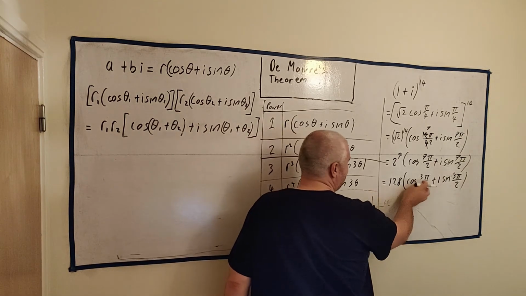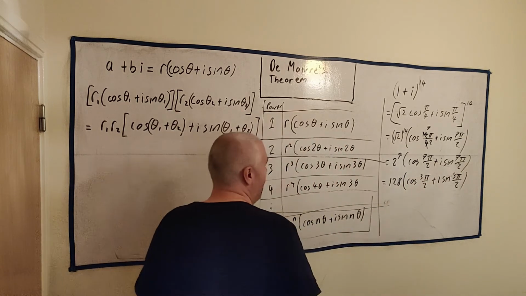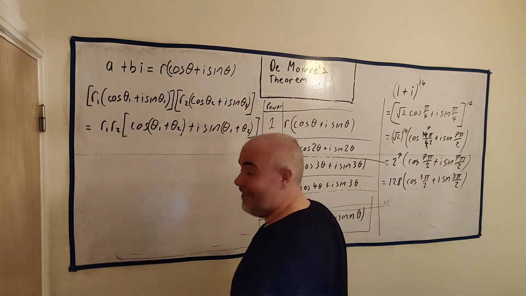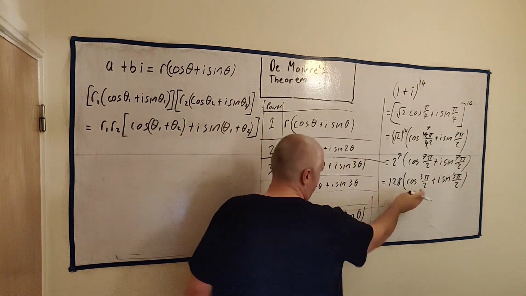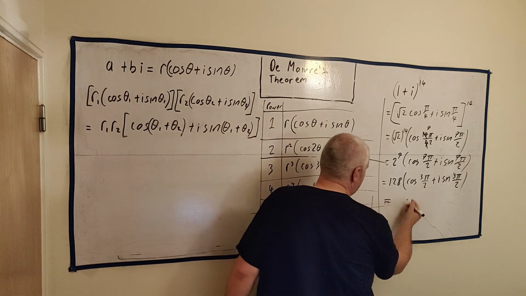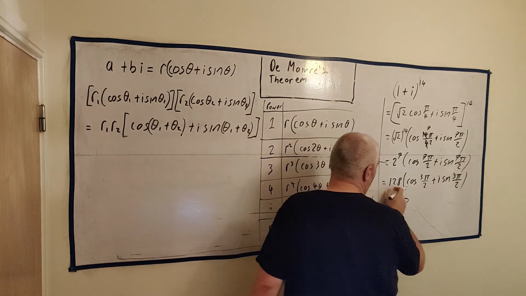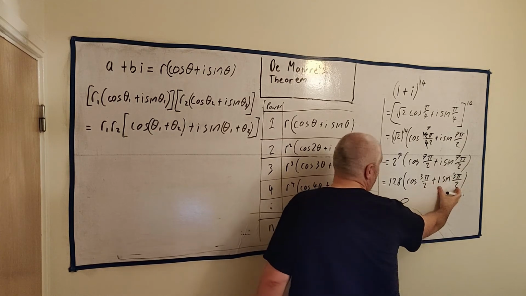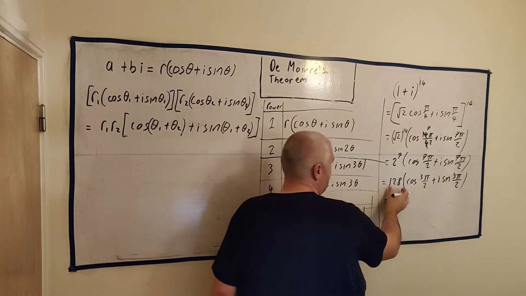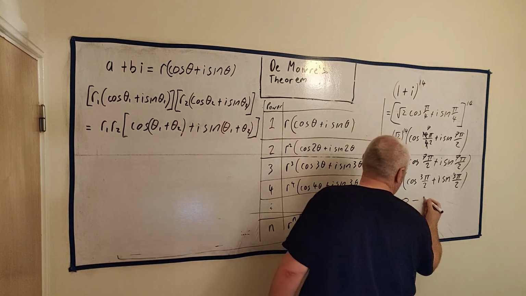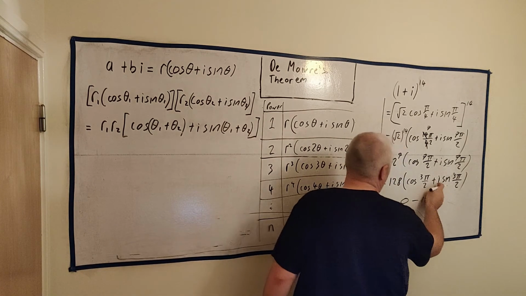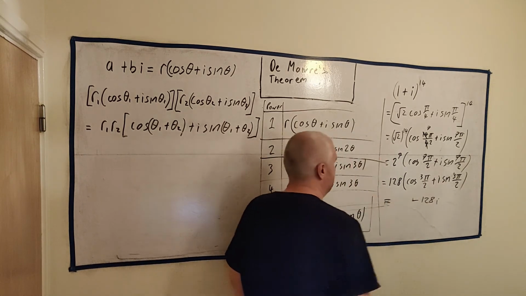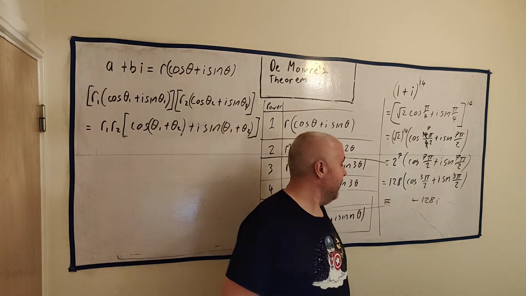128 multiplied by cosine 3 pi over 2 will give you an answer. This cosine of 3 pi over 2 is 0. And this is just equal to 0. 128 multiplied by i sine 3 pi over 2. This is just minus 1. 128 multiplied by minus 1 is minus 128. And there's an i here. That's the answer I promised you. You don't need to write 0. Minus 128i.